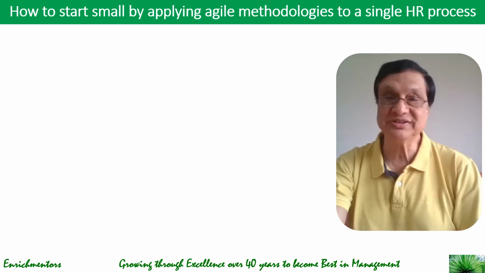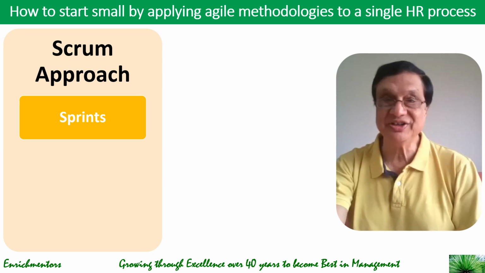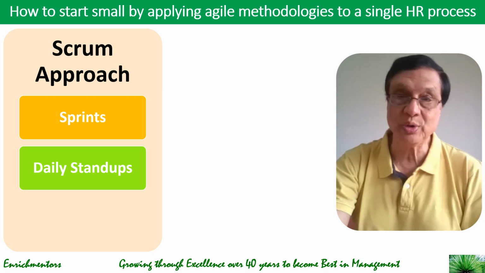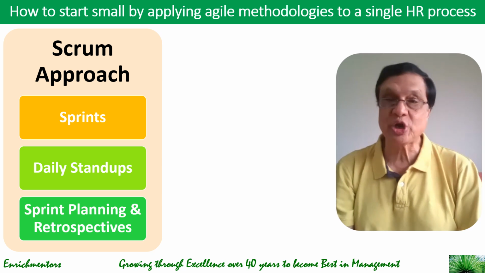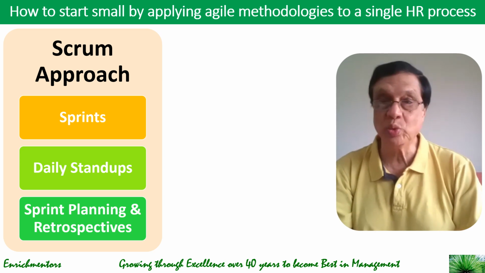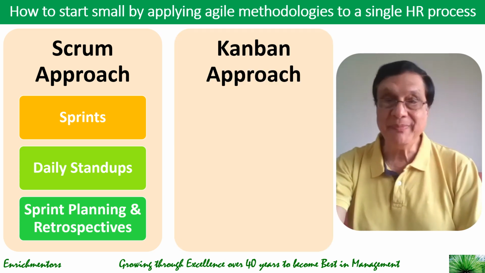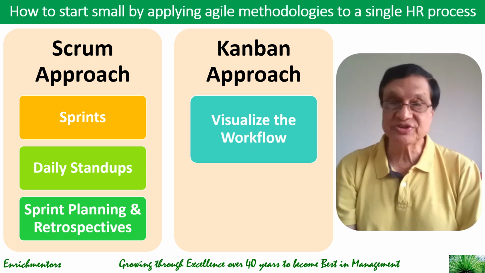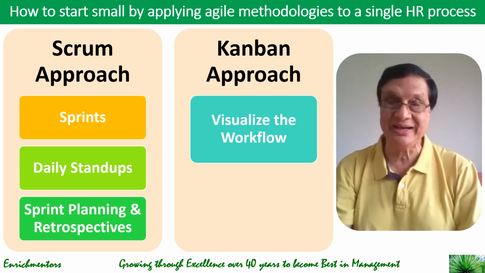Now, in a Scrum process, you need to break the process into short, focused iterations of 1 or 2 weeks called sprints. Then hold daily briefing meetings called daily stand-ups to track progress and address obstacles, plan each sprint's goals, and hold retrospectives to identify what worked and what needs improvement. So that's a process improvement. In the Kanban approach, visualize the workflow, create a Kanban board to map out the stages of the process. And there are three typical stages: to do, in progress, and completed.